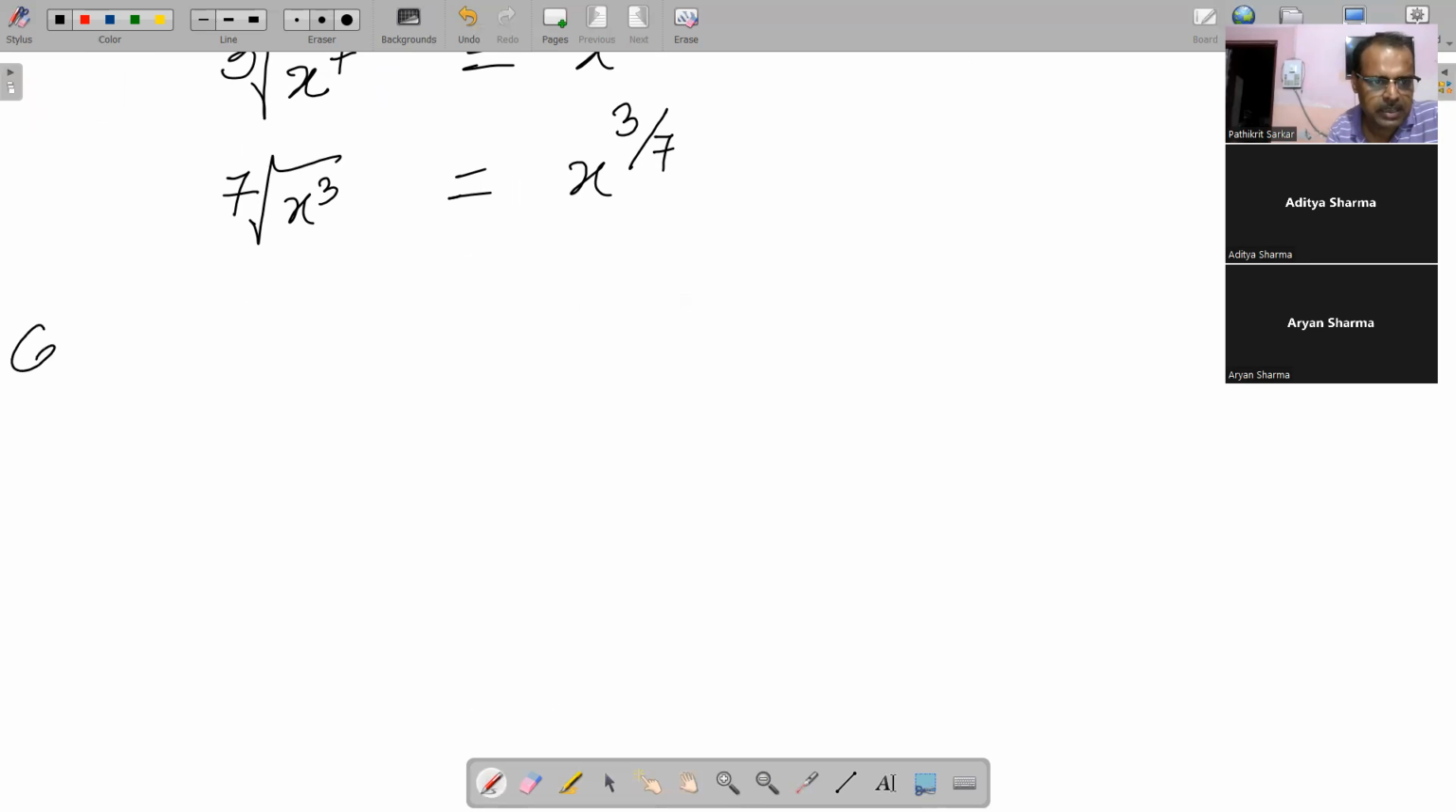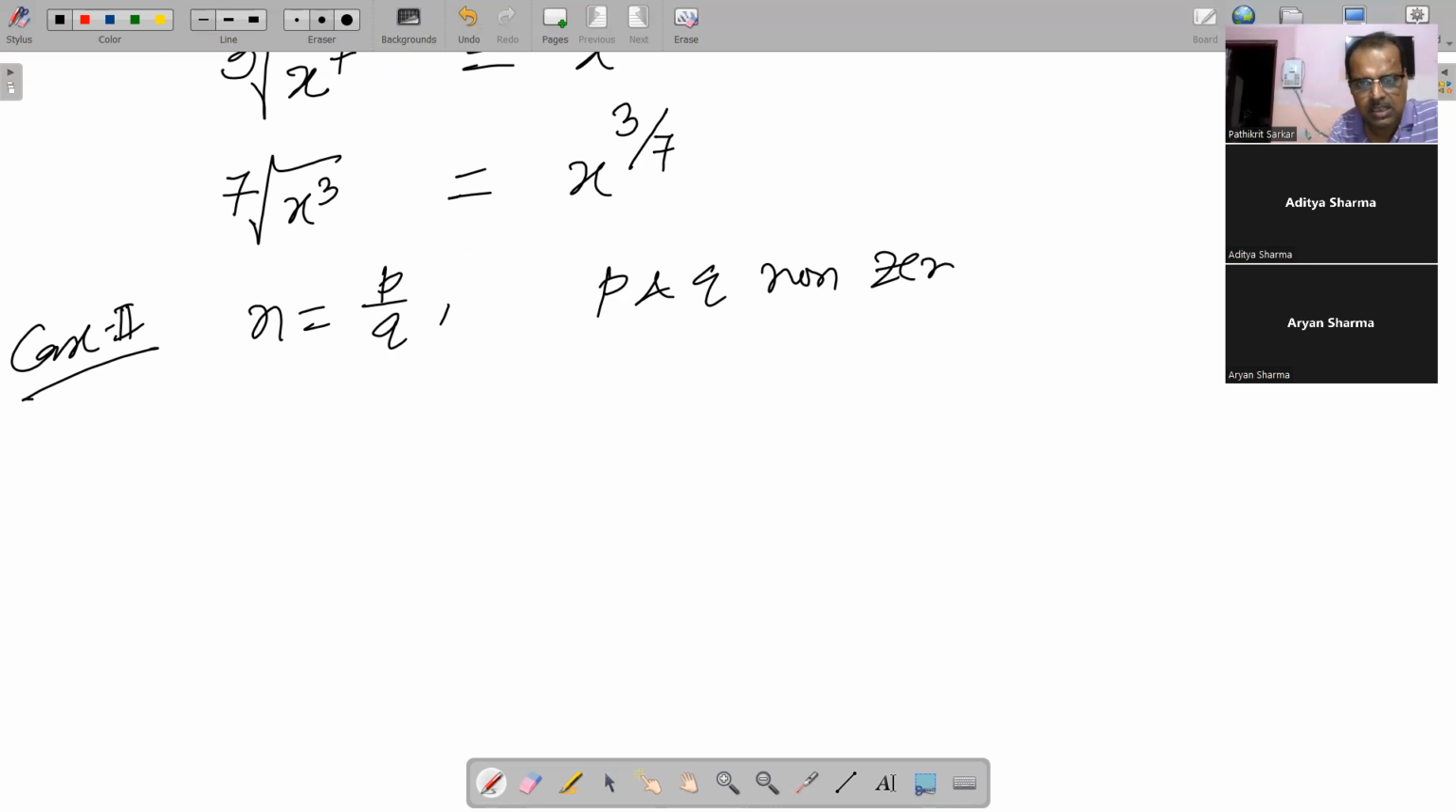Now the question, case 2, is this. Suppose it is seen that n is equal to p by q, but here p and q are non-zero. So these are the non-zero positive integers. So that is what normally happens over here.